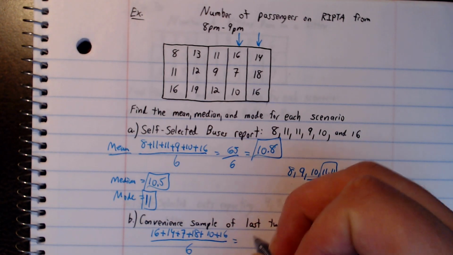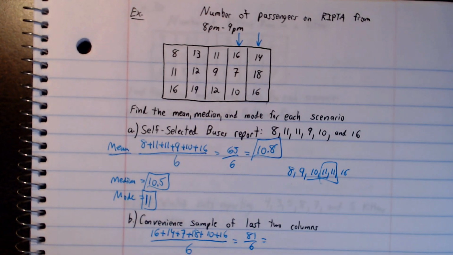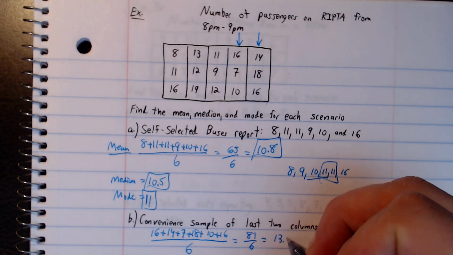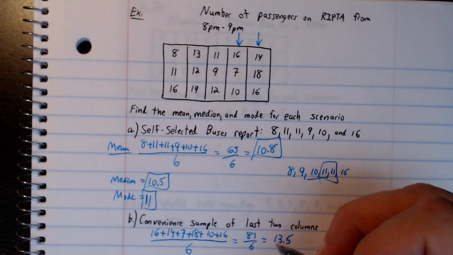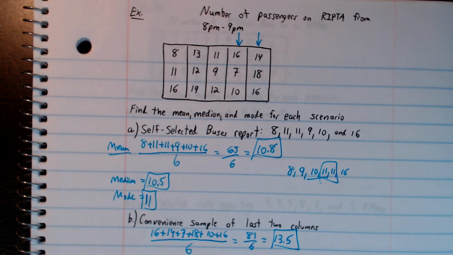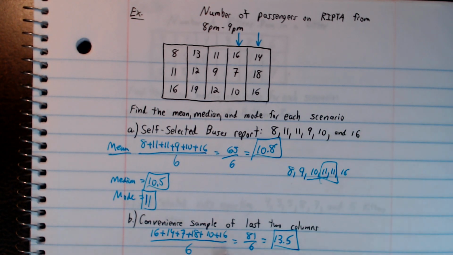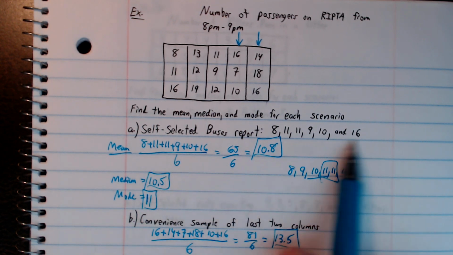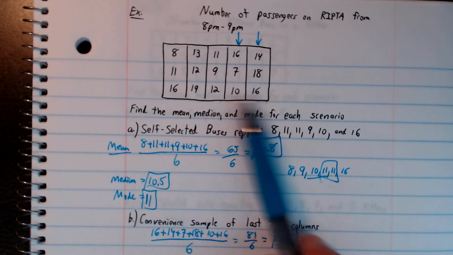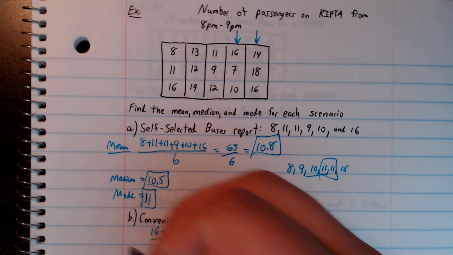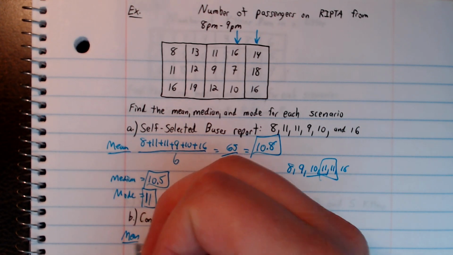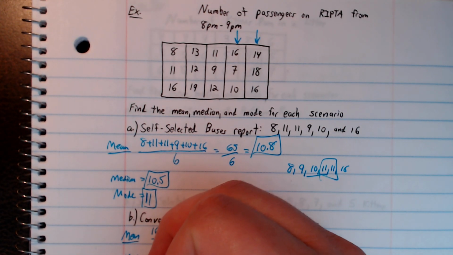Okay, 81 divided by 6. And we get 13.5. Now that's a very different number from the 10.8 that we got up here when the self-selected bus was reported versus the convenience sample. All right, let's keep going here.